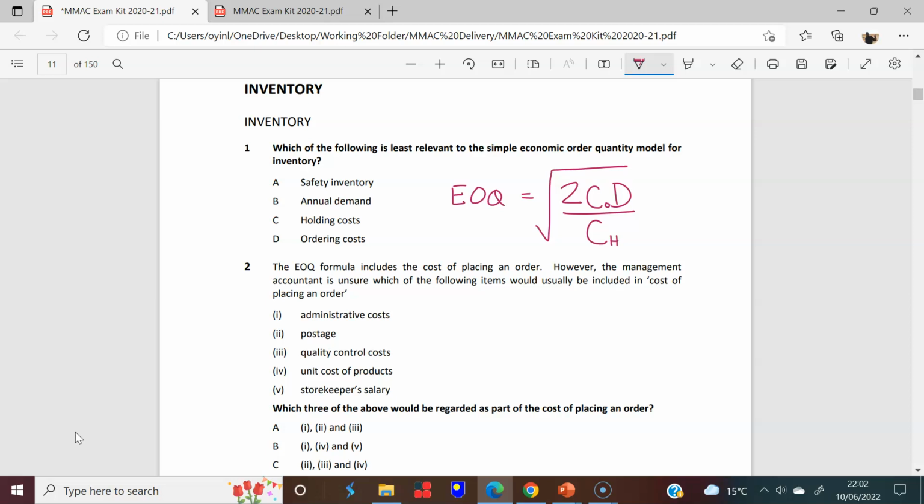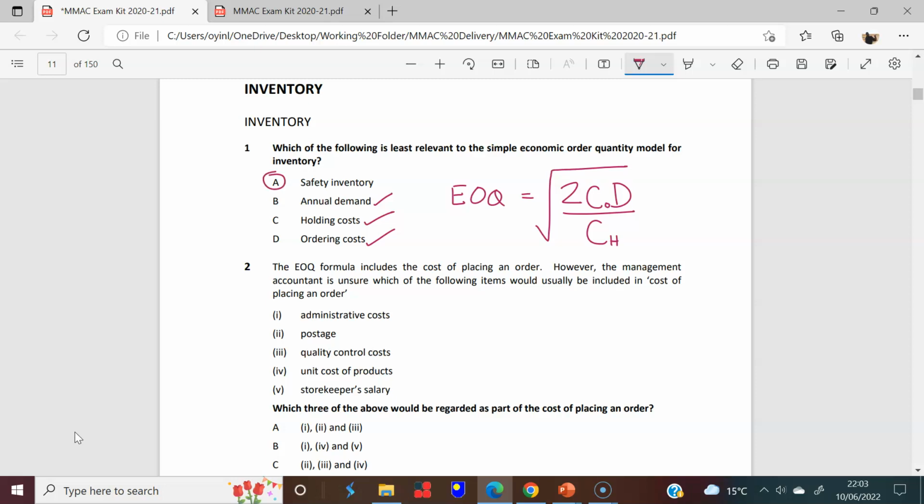So looking at this, the question here is which is the least relevant. Well, when we look at this equation, what is very relevant, we can see clearly, is annual demand. We can see what the holding costs are, and we can see what the cost of ordering is. So by default, these three are the most relevant. Safety inventory, not so much, not relevant, if you like, in the equation. So the answer here is A.